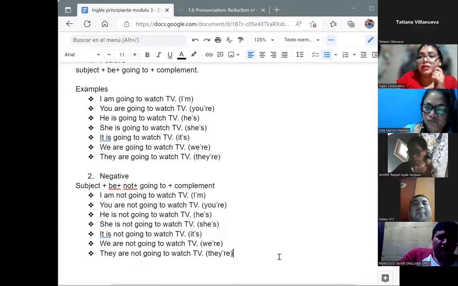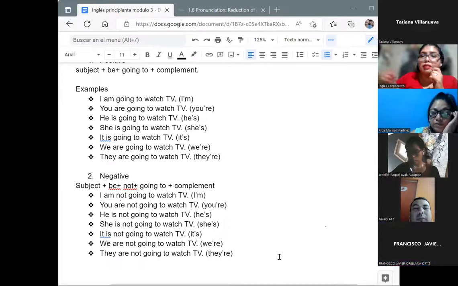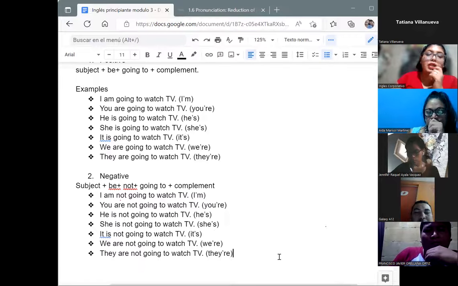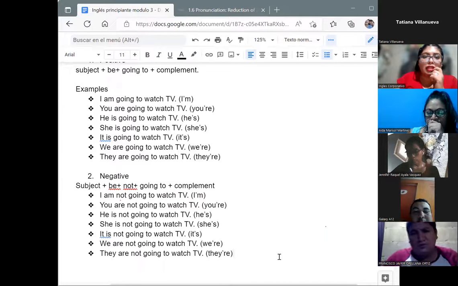So, very simple. We are just adding not after the verb to be. Solo le vamos a agregar el not después del verbo to be. Simple, simple, simple. Ya tenemos las estructuras, simplemente en el negativo le agregamos el not. Y para las preguntas, ya lo veíamos ayer, vamos a cambiar la forma en la que escribimos.